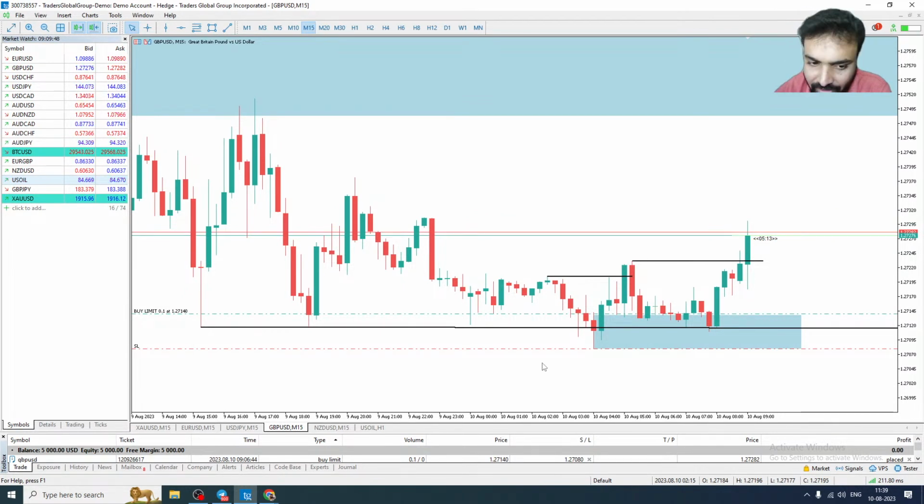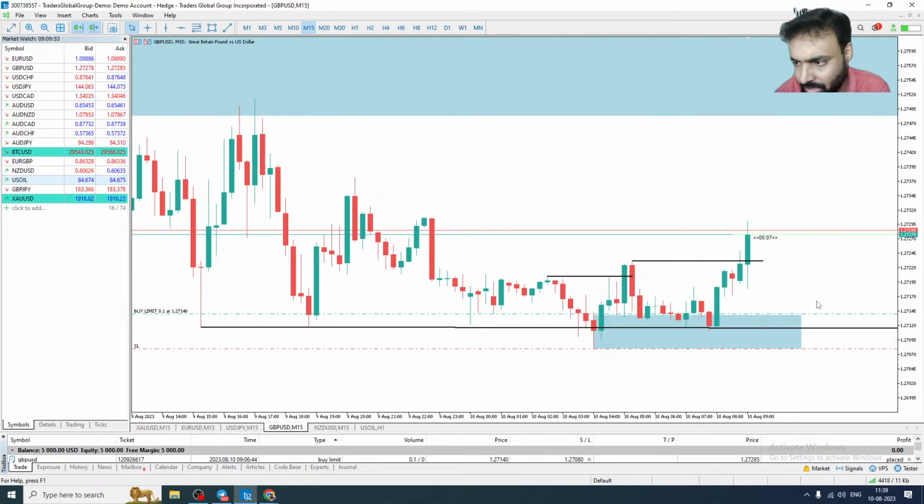This is the riskiest trade, as I told you guys. This is again the riskiest trade, but we'll see. Even if it hits, that's okay. So here now, what's happening?